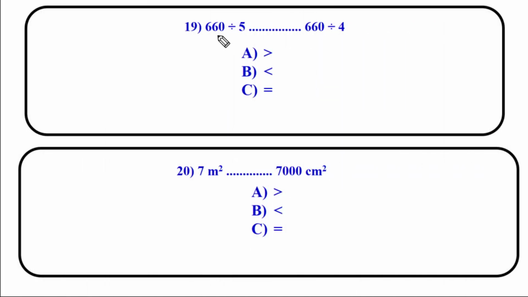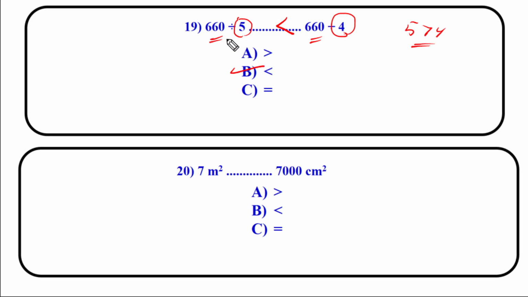Number 19, 660 divided by 5 and 660 divided by 4. He wants to compare between them. Ask yourself now, what is the dividend? The dividend here is constant, 660. It will be the same. But the divisor here is 5 and the divisor here is 4. What is the relation between 5 and 4, guys? 5 is greater than 4. So the quotient on the left hand side will be less than the quotient on the right hand side, mentally. So the correct answer is B.